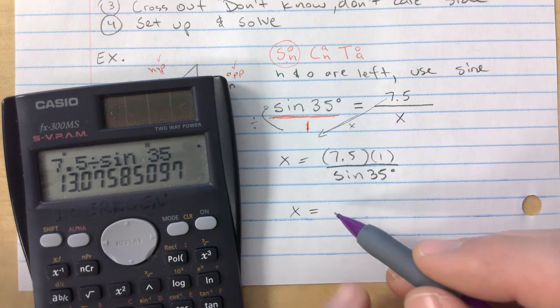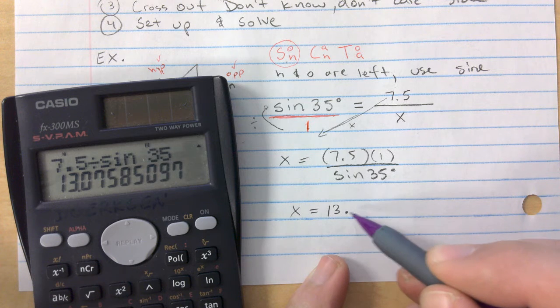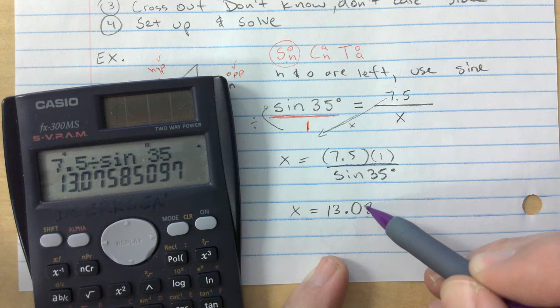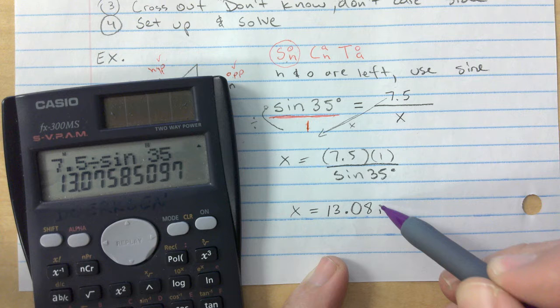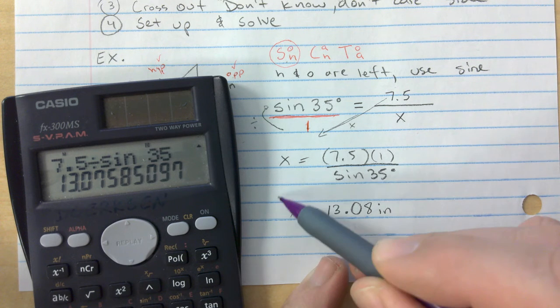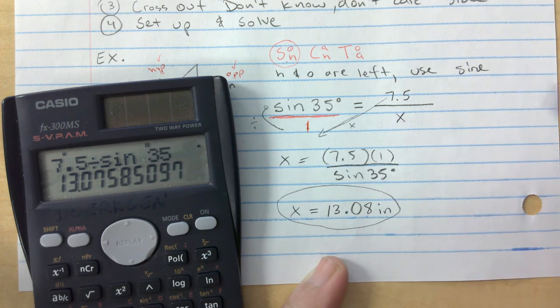And so this is 13.0. We have to watch out. That 5 bumps that 7 to an 8 inches. Done.